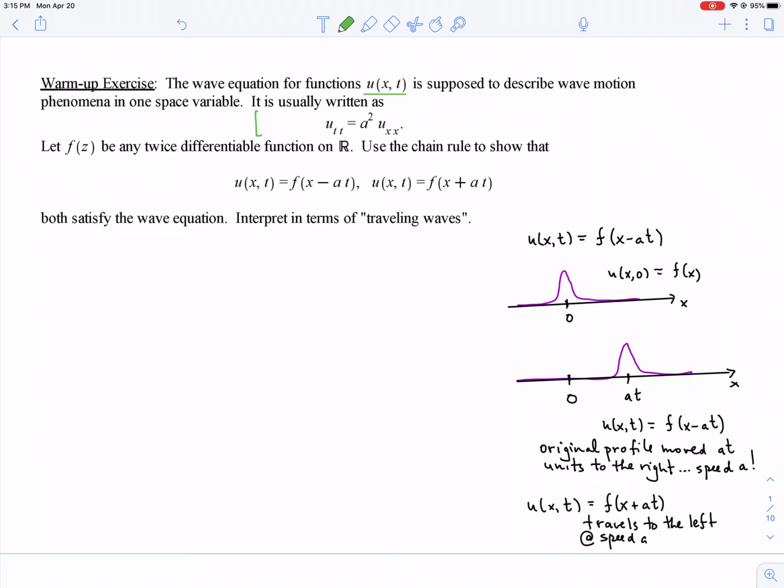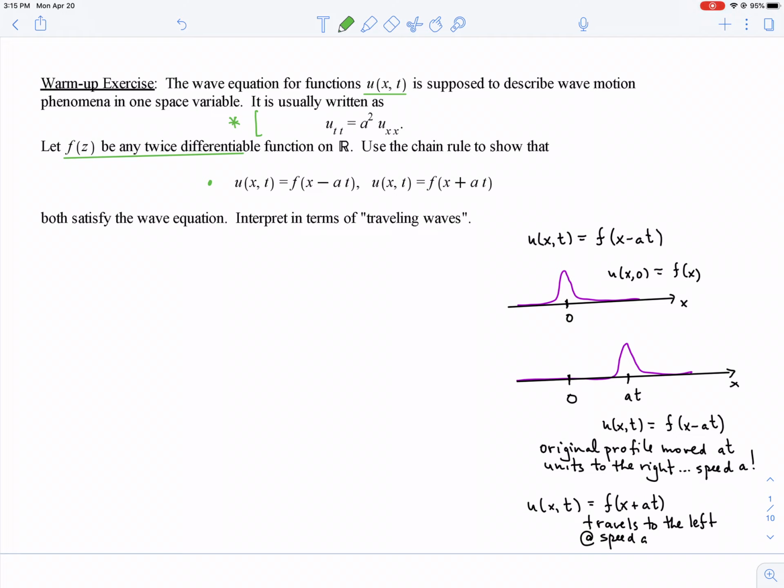To understand that right away, let's assume that this wave equation actually does describe wave motion, and let's try to make some easy solutions. Pick any twice differentiable function of a single variable, call it f of z, and then do the composition of that as follows to get a function of two variables. Let u of x,t be f of x minus at, or f of x plus at, and let's check that those u's solve the wave equation.